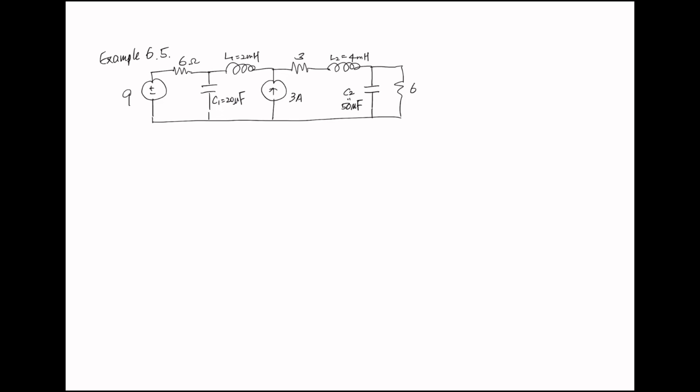Let's work on example 6.5. We are asked to find the energy stored in the inductors and capacitors. For capacitors, the energy can be calculated using this formula: WC(t) equals 1/2 C VC(t) squared, and then WL for the inductor is going to be 1/2 L IL(t) squared.